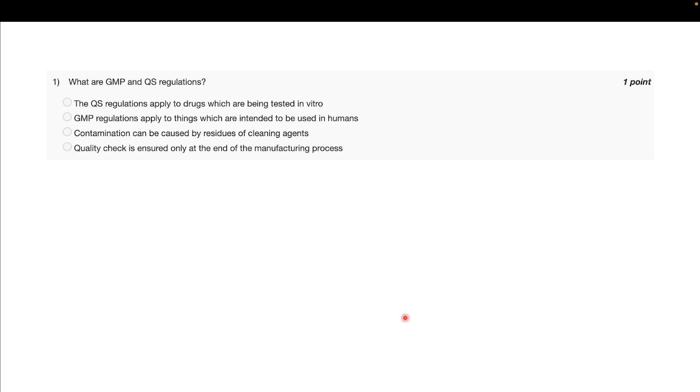Okay, let's start with the first question. What are GMP and QS regulations? We have 4 options to choose from. If anybody knows the answer, I'll pause for a minute and see if anybody has a response. If not, then we'll discuss the answer.